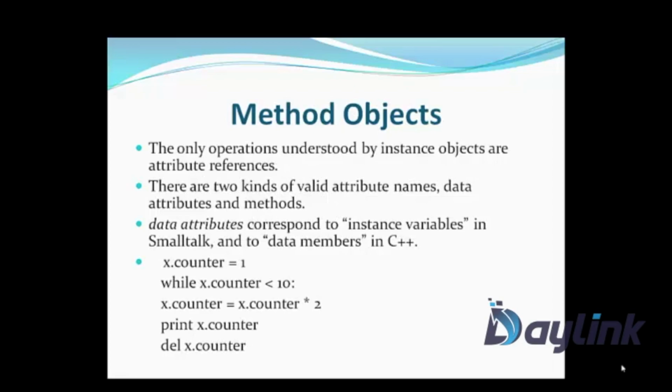The only operations understood by instance objects are attribute references. There are two kinds of valid attribute names: data attributes and methods. Data attributes correspond to instance variables in Smalltalk and to data members in C++. Here we see a small code for objects. Data attributes need not be declared; like local variables, they spring into existence when they are first assigned to.